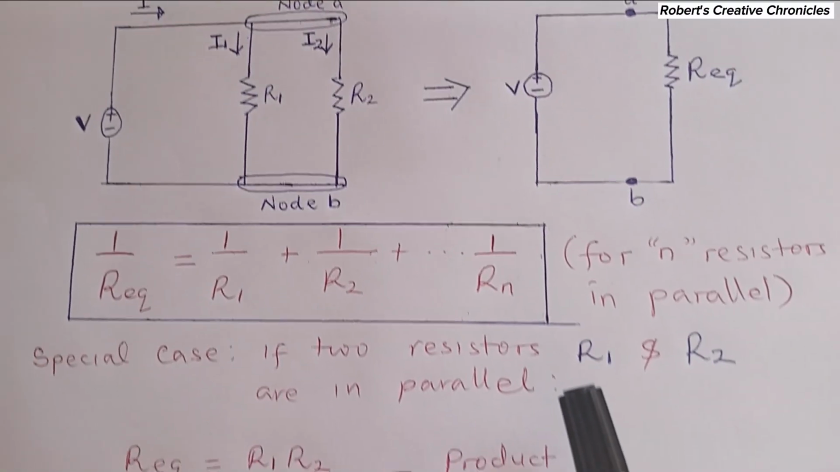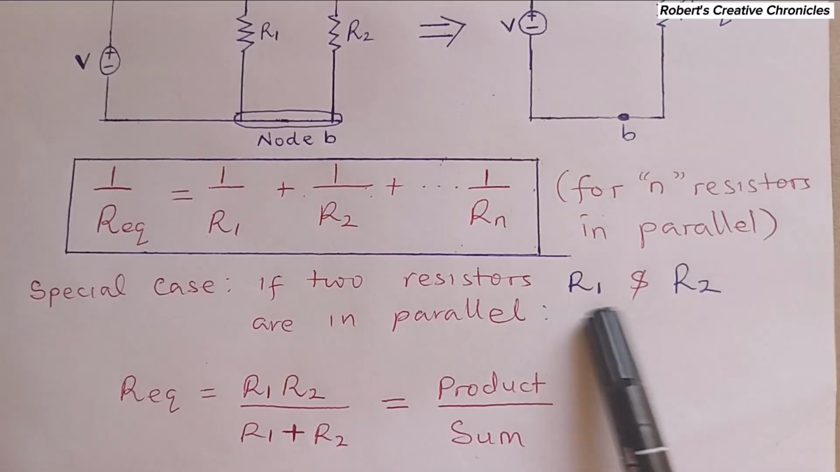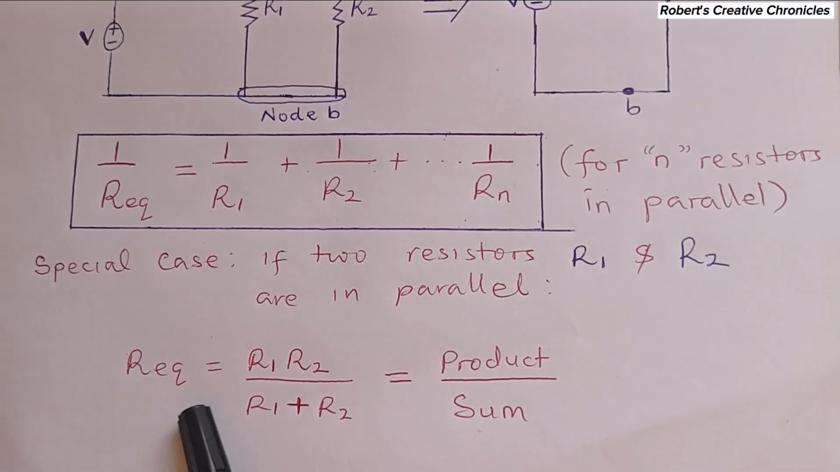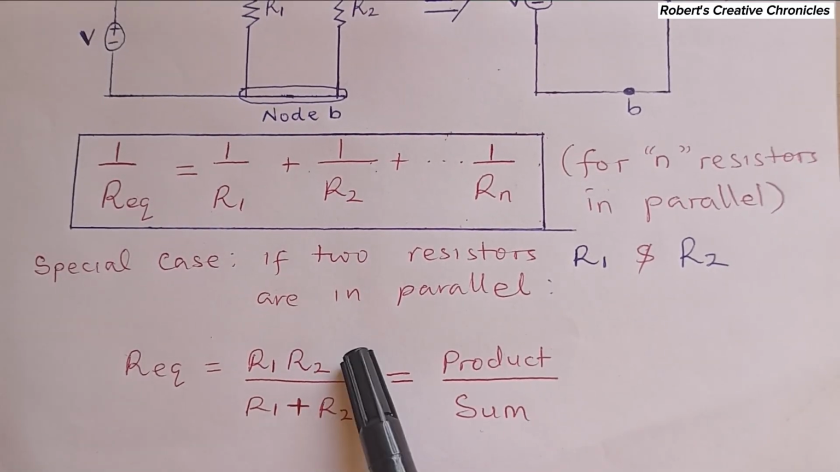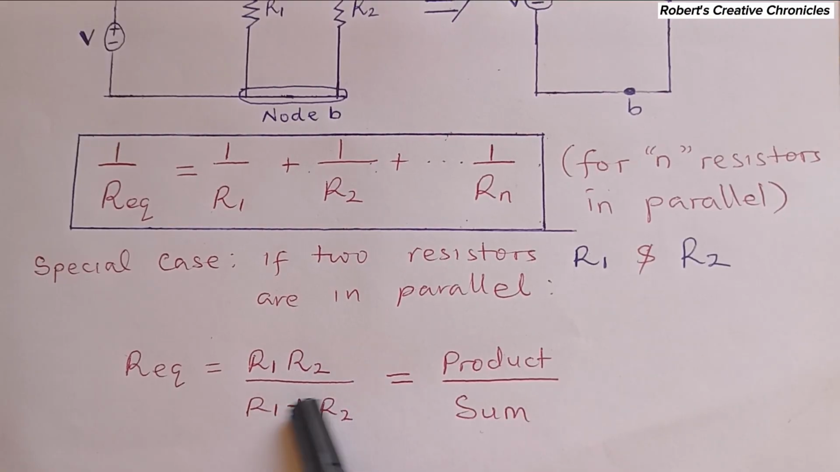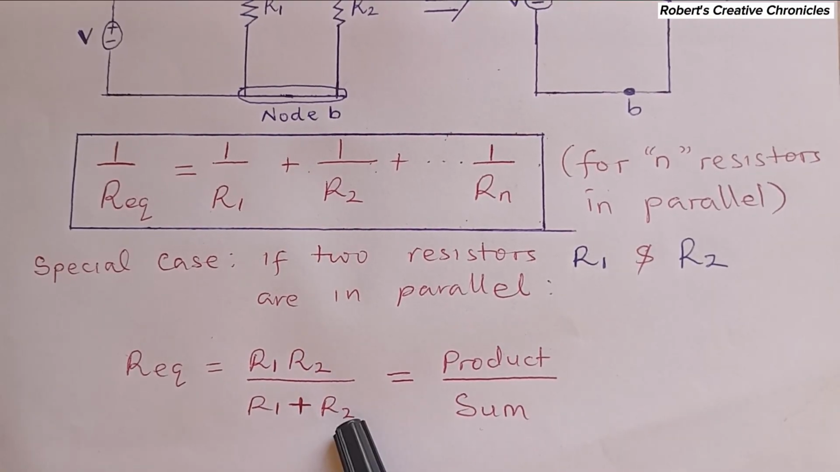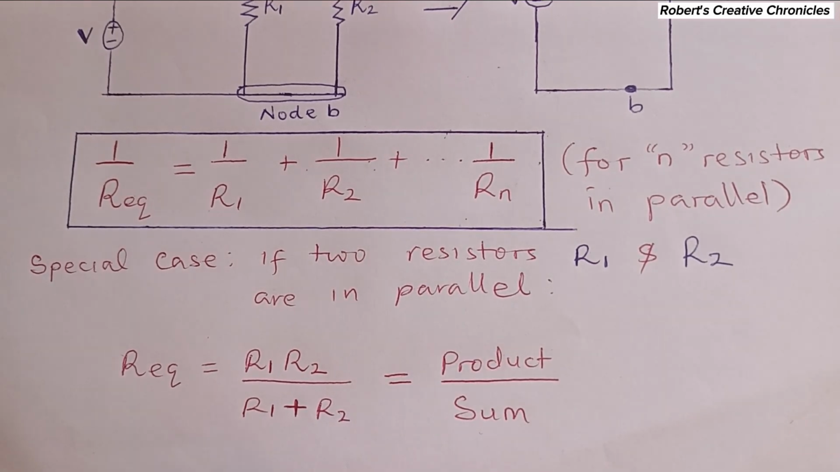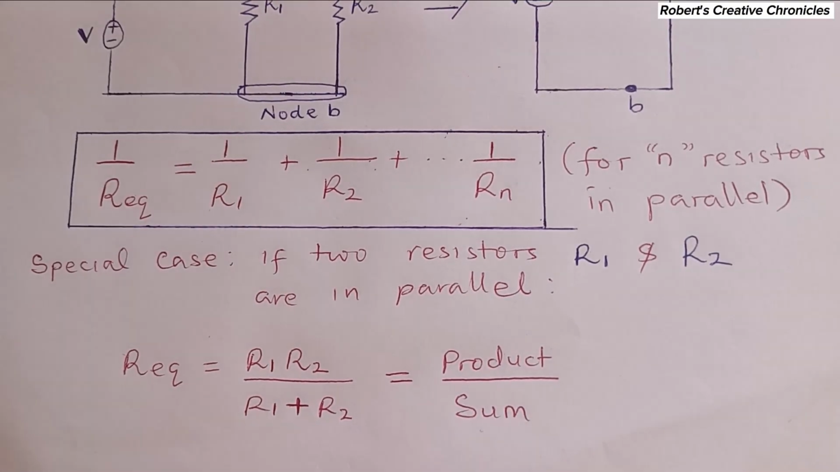Now, there is a special case where two resistors, R1 and R2, are in parallel. In such a case, the equivalent resistance is the product of the two resistances over the sum of the resistances of the two resistors. So it will be product over sum.